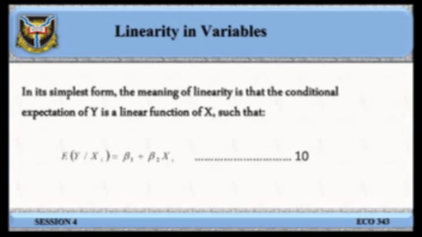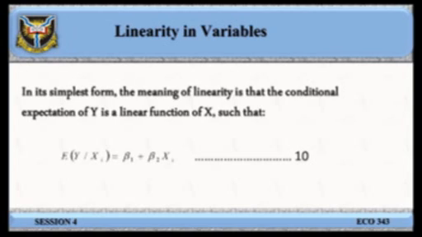Linearity in variables. In its simplest form, the meaning of linearity is that the conditional expectation of Y is a linear function of X, such that E(Y|Xi) = β1 + β2Xi. Equation 10. Geometrically, the regression curve in this case is a straight line.